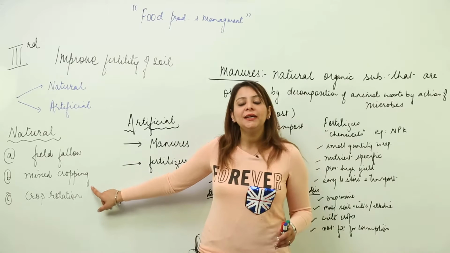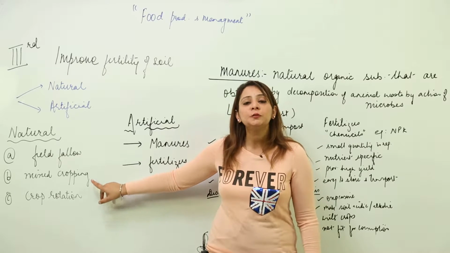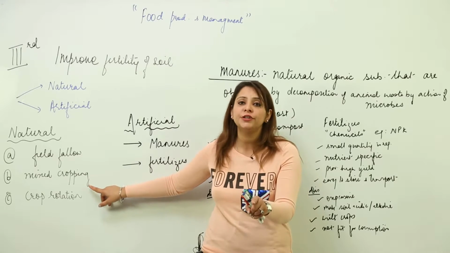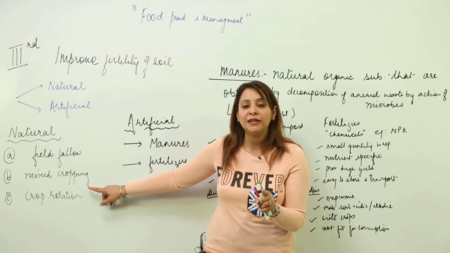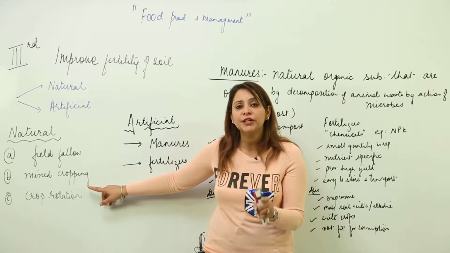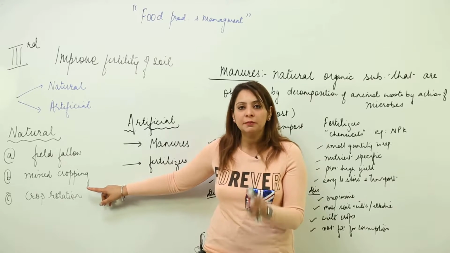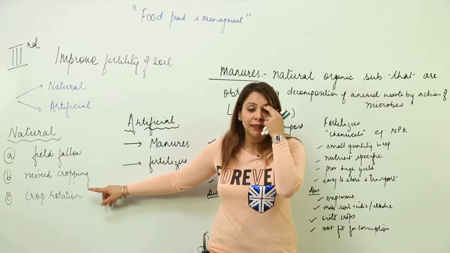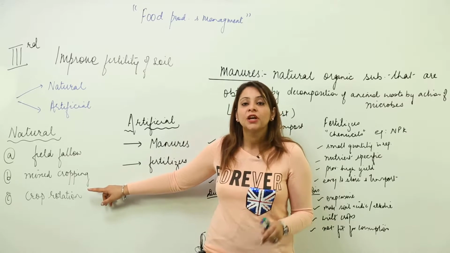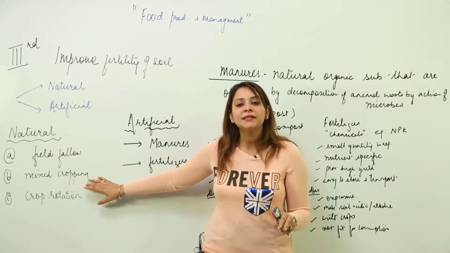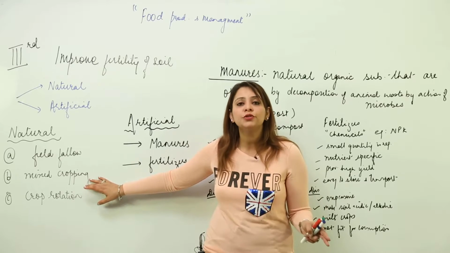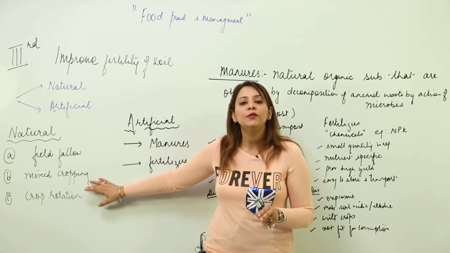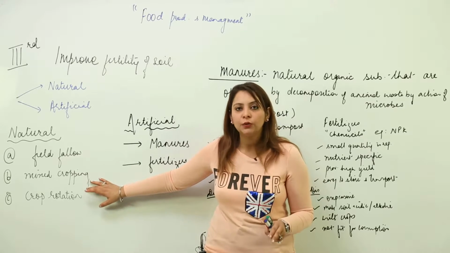So mixed cropping means, write in your copies, planting different types of crops with different nutrient demand. This has to be taken into consideration: the crops you are choosing should have different nutrient demand. Then only it will fulfill what we need. This alone can maintain the soil fertility. So mixed cropping means planting different kinds of crops with different nutrient demand in the same field. If you do it this way, the soil will not become deficient in a particular nutrient.